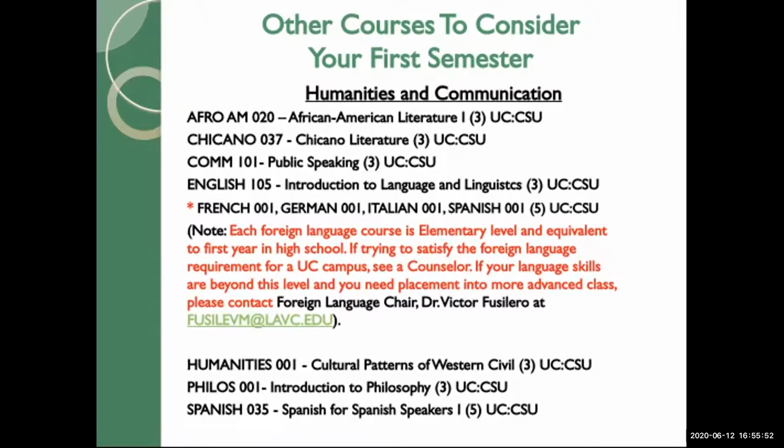For humanities and communication, here's a list of courses. We'll notice that French 1, German 1, Italian 1, and Spanish 1 are all introductory classes in that foreign language. They're all 5 units. But please note, each foreign language course is elementary level and equivalent to first year in high school. If trying to satisfy the foreign language requirement for a UC campus, see a counselor. If your language skills are beyond this level and you need placement into a more advanced class, please contact the foreign language chair, Dr. Victor Fusilero, at that email address you see there.